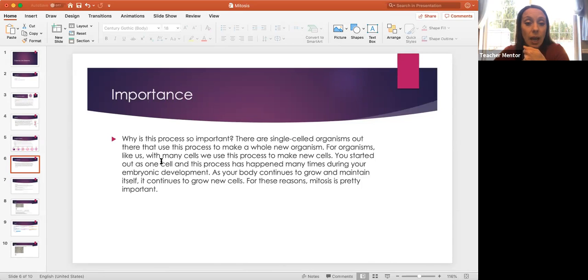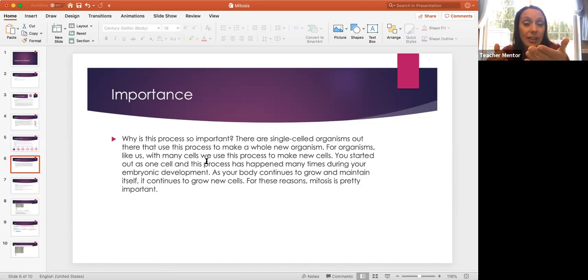For organisms like us with many cells, we use this process to make new cells. You started out as one cell, and this process happens many, many times during embryonic development. Think about when life is created, a baby is born, and the baby is growing and developing. Your body is continuing to go through this massive development of cells reproducing, and this is the process. As your body continues to grow and maintain itself, it continues to make new cells.